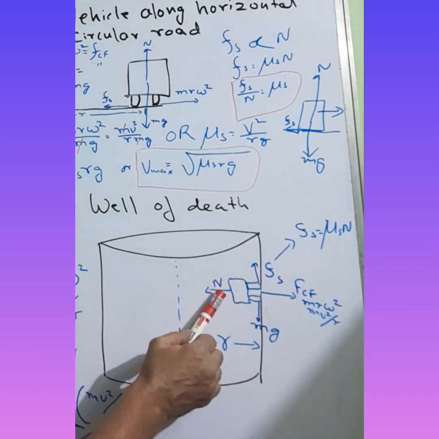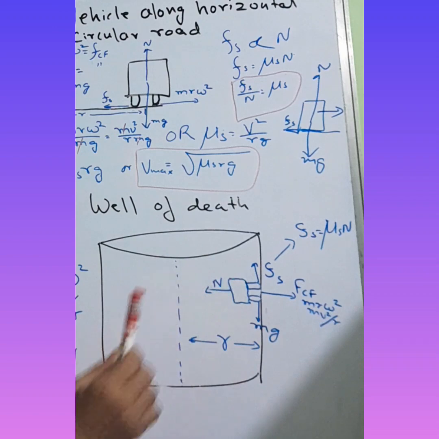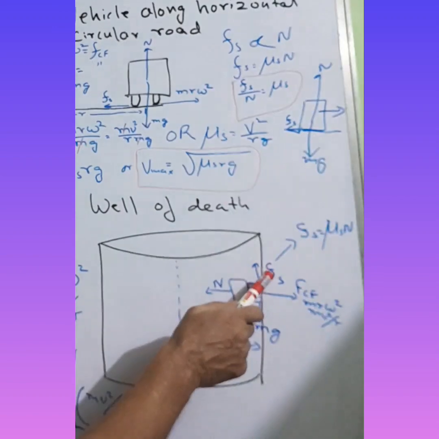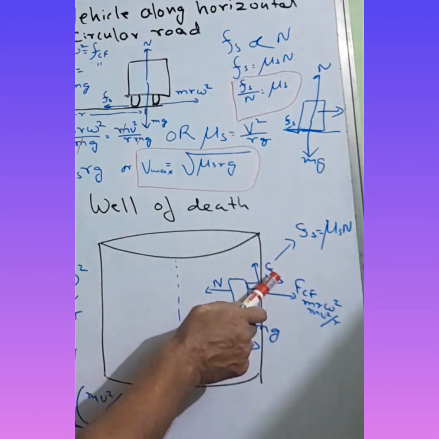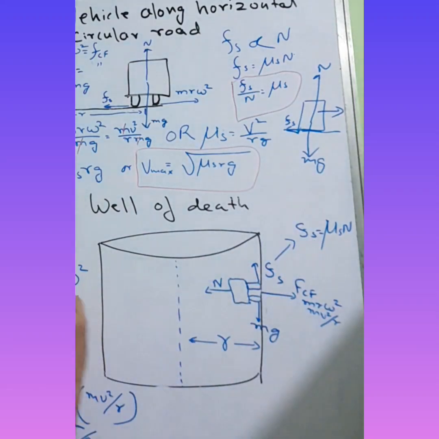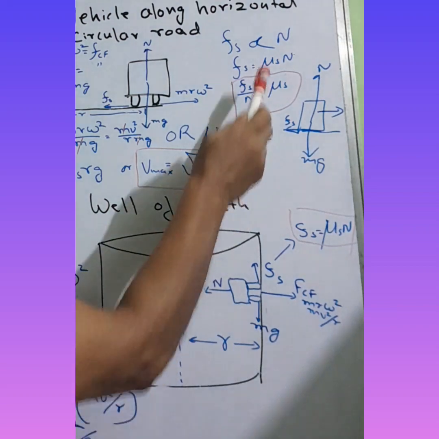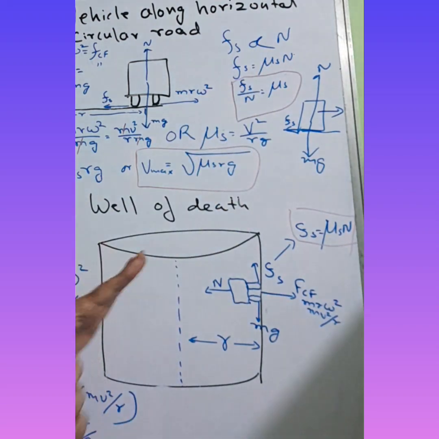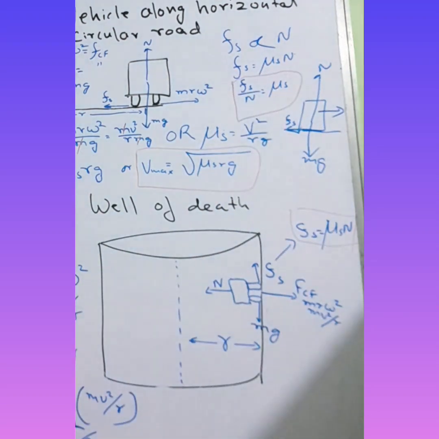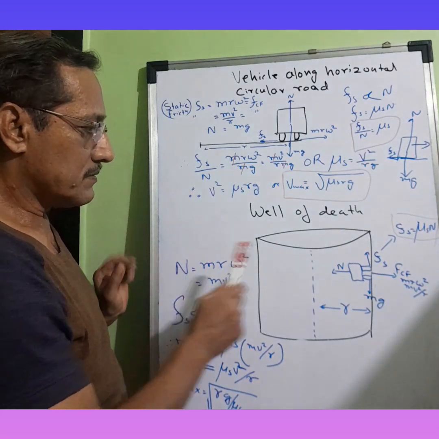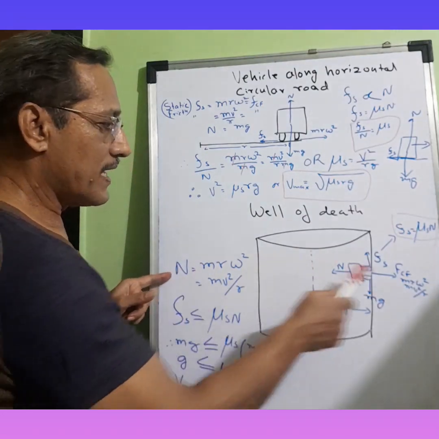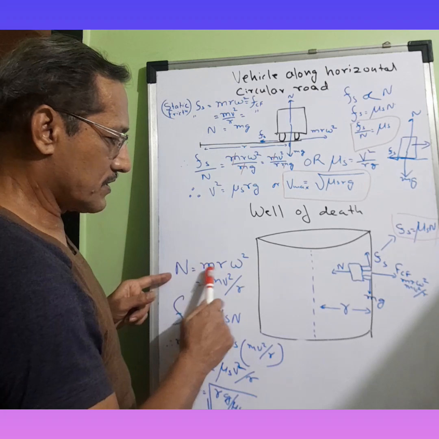These forces are in opposite directions. Another thing, static friction is also equal to μsn. That is what we have already derived. Alright, so let's get into the derivation. Now normal is balancing the centrifugal force, which is this or this.